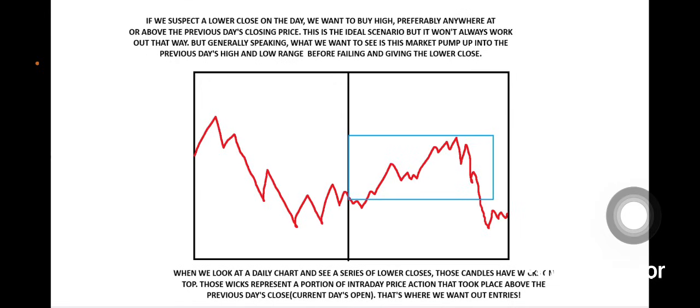If we are expecting this market to ultimately close lower than it opened by the time the market closes, then if we can get in this market above the previous day's closing price, we are getting it at a good price. It doesn't matter where you get in above that closing price. If it gives a lower close, you will be in the money by the time the market closes.